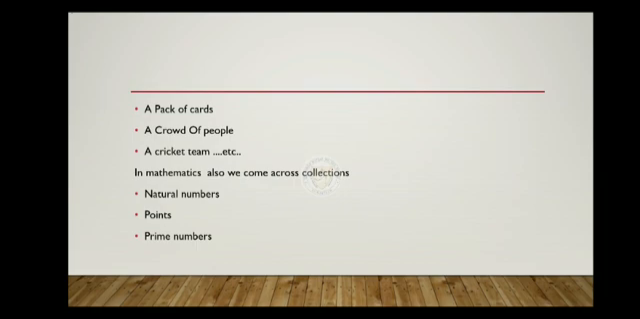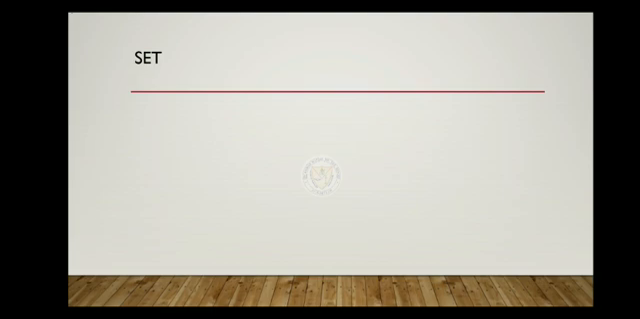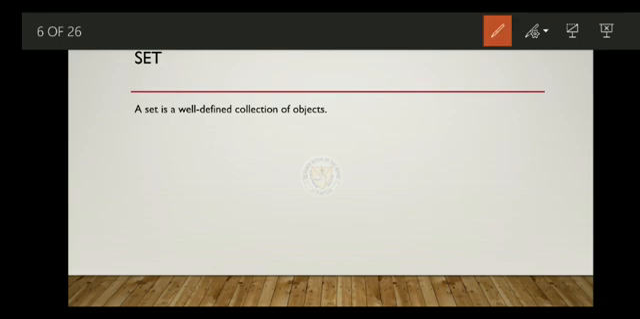A collection of objects with a certain condition, we call that collection a set. So what is that condition? We'll see that in this video. So now we'll see what is a set. A set is a well-defined collection of objects. We cannot call all collections of objects sets. We can call a collection of objects a set only if the collection is well-defined.